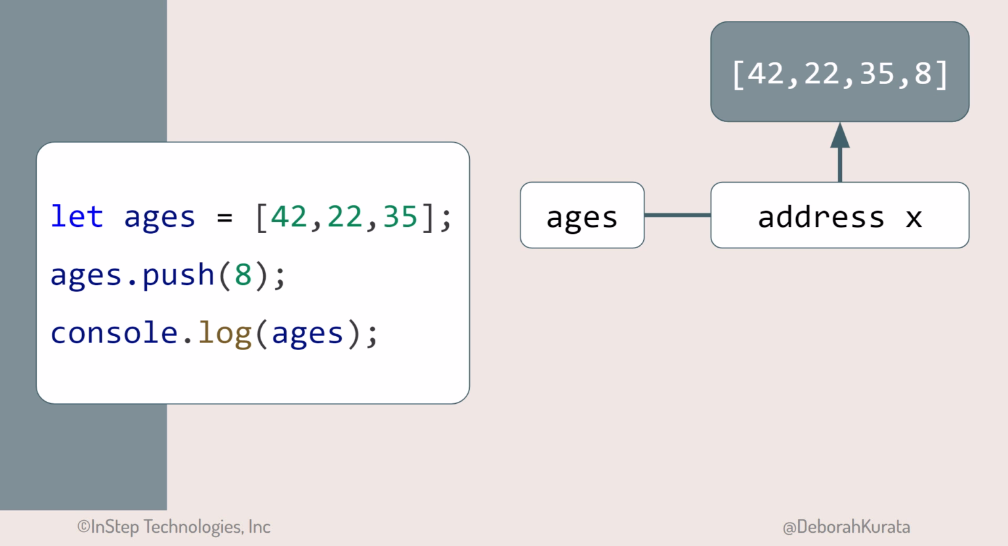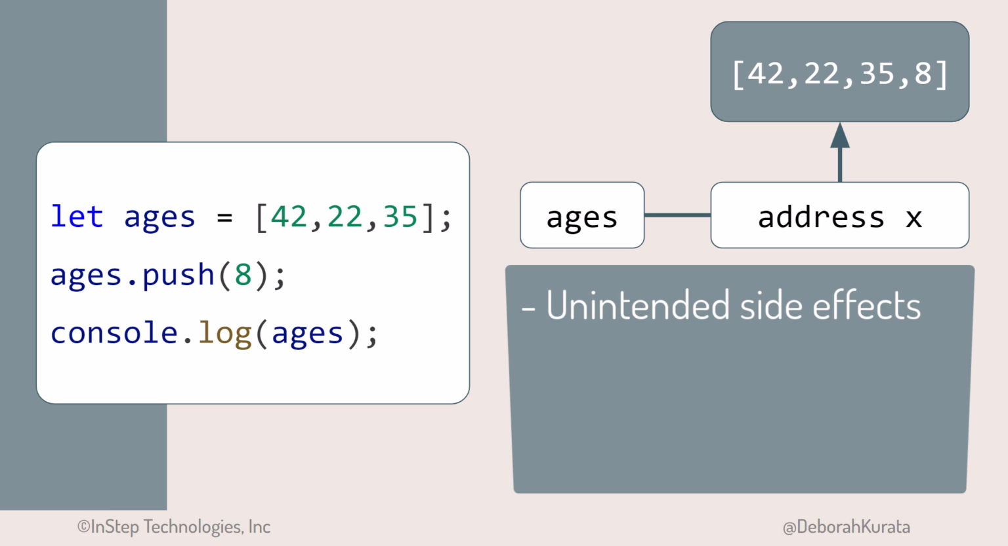Notice that the memory address of the array doesn't change, but the array itself does change, so the array value is mutable. This mutability provides flexibility, but mutability can lead to unintended side effects, especially in larger applications or those involving concurrent operations. There is also another issue here.